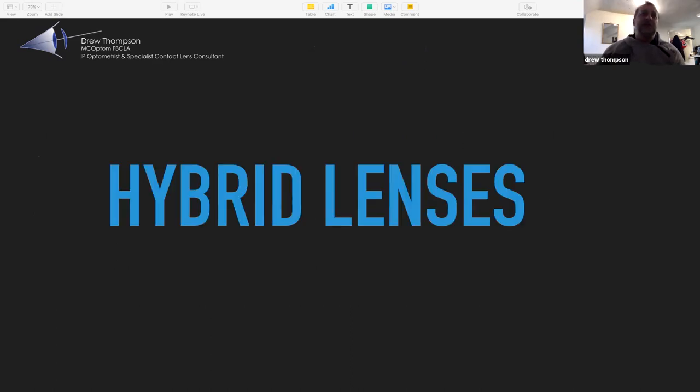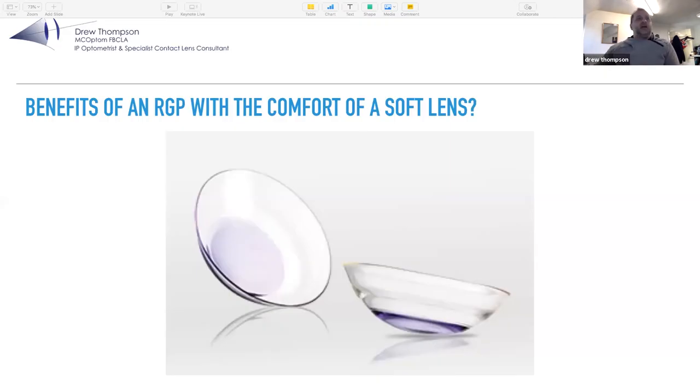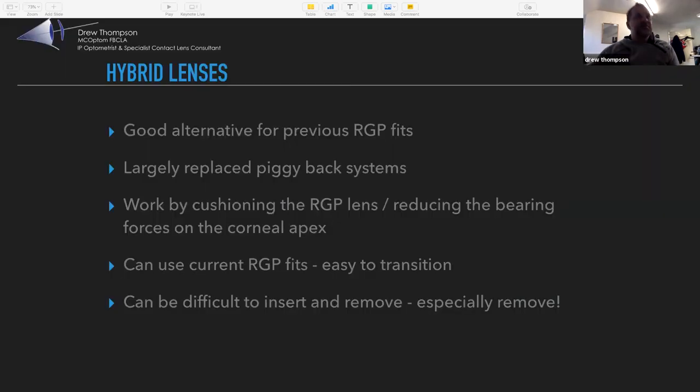So we've also got hybrid lenses. These are RGP lenses with a soft lens skirt sewn into the edge. These have come a long way since the originals made by Cooper Vision in the 90s. They're a good alternative for RGP fits, and the larger replaced piggyback systems where you use a soft lens with an RGP lens on top. They work by cushioning the RGP lens, and most of the bearing is taken by the soft lens skirt.